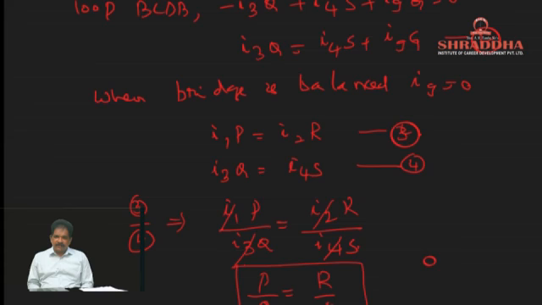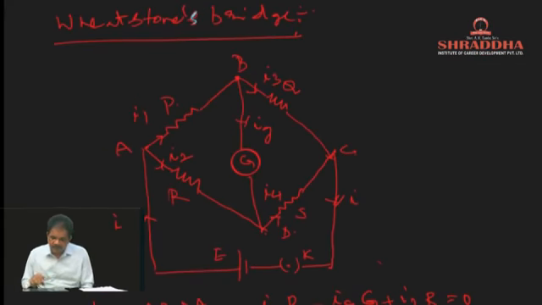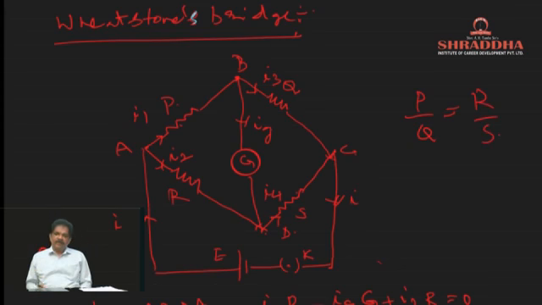What is the use of the Wheatstone bridge? Wheatstone bridge will be used to find the unknown resistance. For example, Wheatstone bridge circuit will be like this. Already we know the values of P, Q and R, but we don't know the value of S. So here by adjusting the values of P, Q, R, we can make the current flowing through the galvanometer zero. When galvanometer current becomes zero, then automatically P by Q is equal to R by S. By using that, we can find the value of S. That is about the Wheatstone bridge.